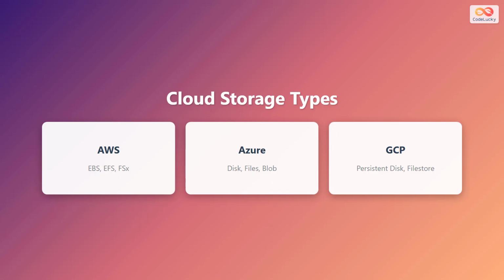Each major cloud provider offers multiple storage options that can be used with Kubernetes. On Amazon Web Services, you can use EBS for block storage, EFS for shared file systems, and FSx for high-performance file systems like Lustre or Windows File Server. On Microsoft Azure, options include Azure Disk for block storage, Azure Files for shared storage accessible via SMB protocol, and Azure Blob for object storage. On Google Cloud Platform, you have Persistent Disk for block storage and Filestore for managed NFS file shares. Each storage type has different performance characteristics and use cases, allowing you to choose the right storage for your application needs.